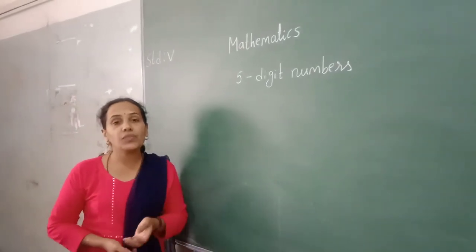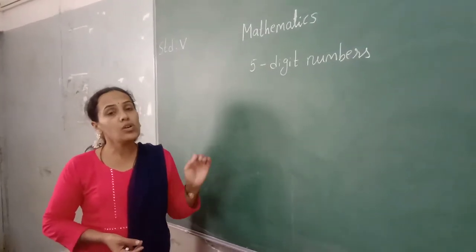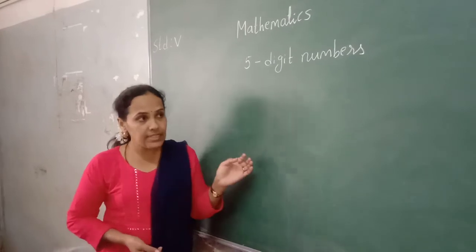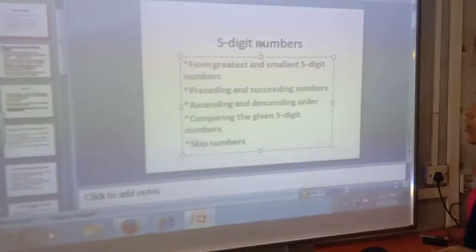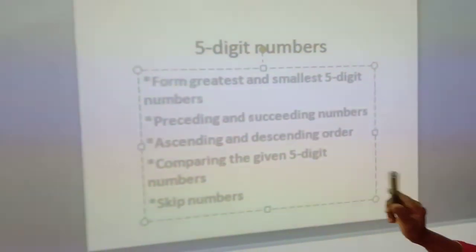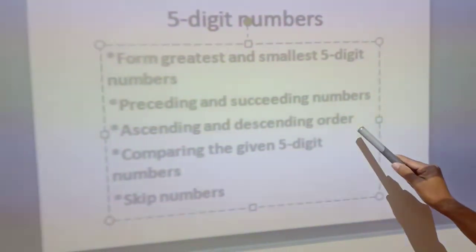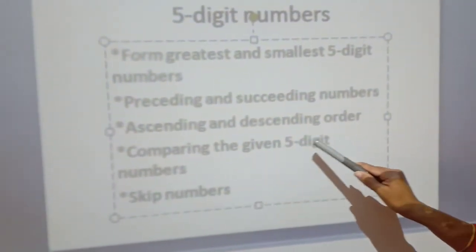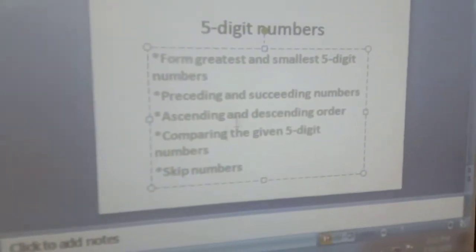In the last session we have learned how to read and write 5-digit numbers, the place value and how to write it in words. In this session we are going to learn how to form greatest and smallest 5-digit numbers, preceding and succeeding numbers, ascending and descending order, comparing the given 5-digit numbers and skip numbers. Let us discuss one by one.